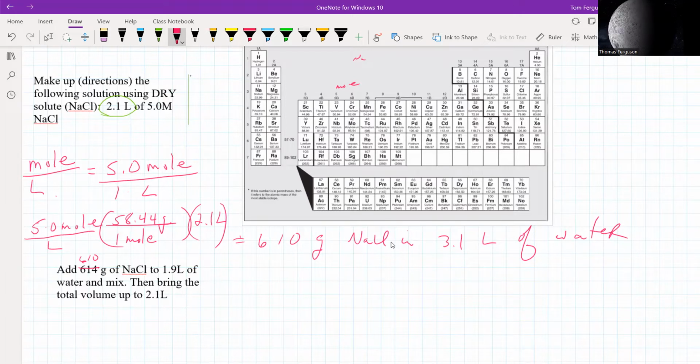When you sit in a bathtub, what does the water do? Does it go down? It goes up, right? So your volume increases when you sit in the tub. So that's why we can't put all 610 grams of sodium chloride in 2.1 because it'll no longer be 2.1, it'll be more than 2.1. So what you do is you dissolve it in something less than 2.1. Anything less, it doesn't really matter. It could be 1.5, 1.6, 1.7, it doesn't matter. Get it totally dissolved, then you bring the water up to 2.1.